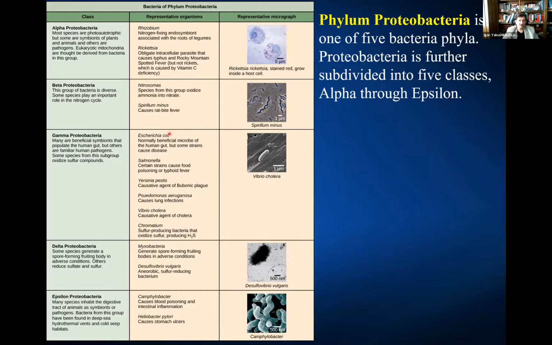Spirillum, rat bite fever, Escherichia coli, we already talked about that, and we'll talk a little bit about Salmonella. Yersinia pestis is basically the cause of the black or bubonic plague. You heard about those, but again, it's a bacteria, so it can be treated with antibiotics. We talked about cholera already.